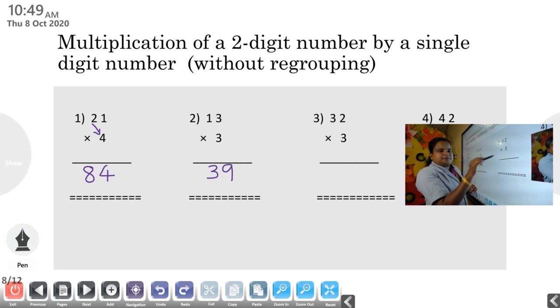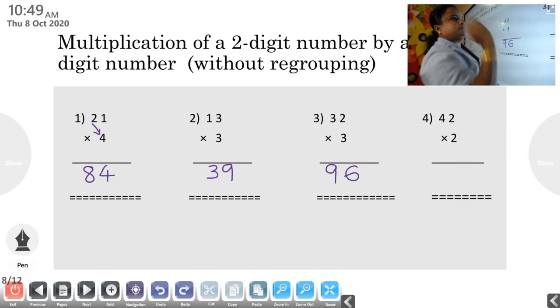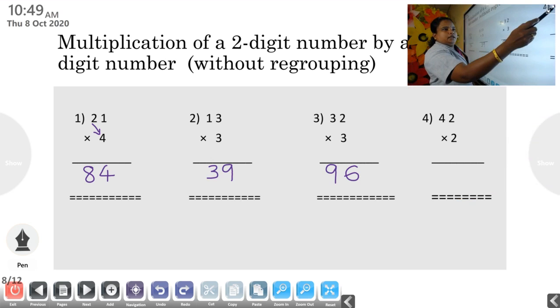First multiply the ones place numbers, 2 into 3. What is 2 into 3? Yeah, 2 into 3 is 6. Then what is the next term? Multiply the tens place by 3. 3 3s are 9. Answer is 96. Okay.